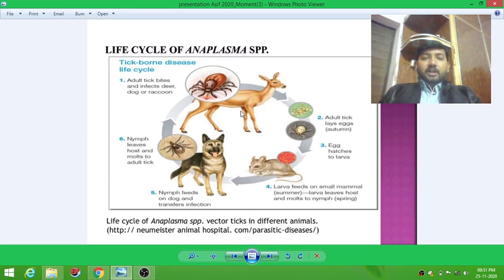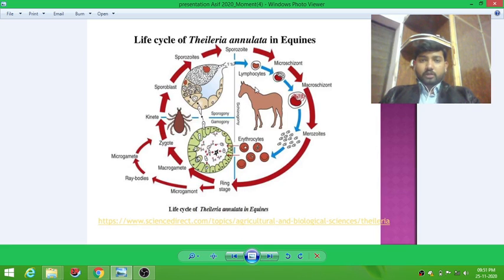This is the life cycle of Anaplasma. Basically, it is a tick-borne disease, so with the help of ticks, it can transmit from one host to another host. And that is also the case for Theileria annulata. It is a protozoan, so it can change from one life stage to another, and from tick to horses or other equines.